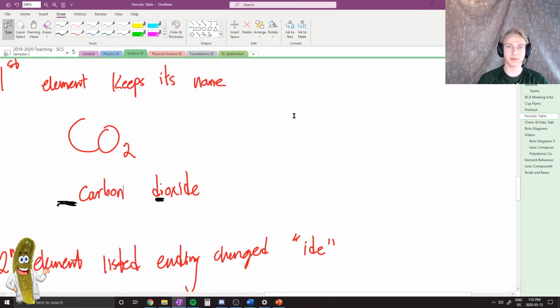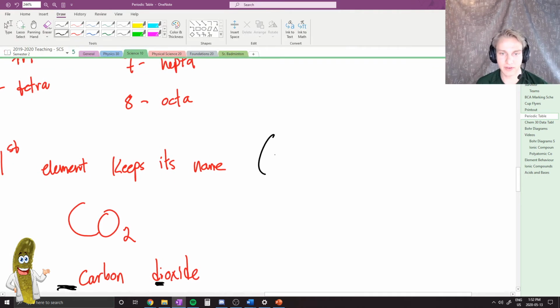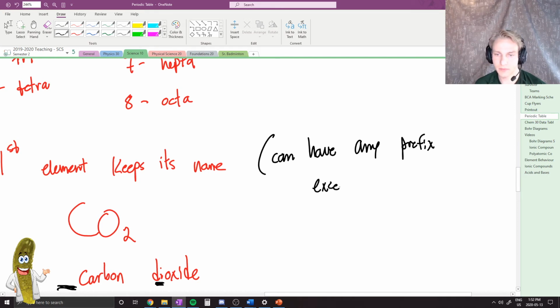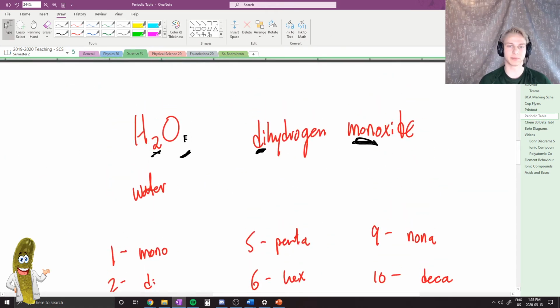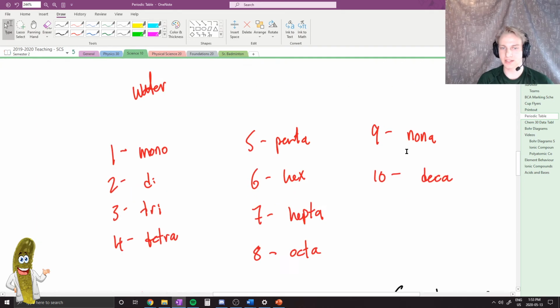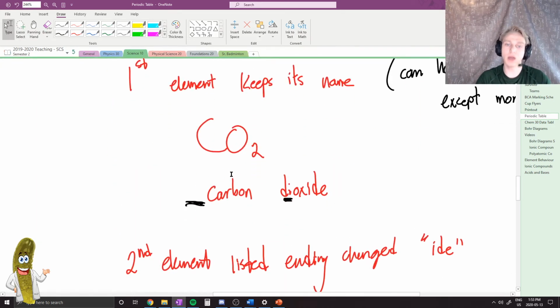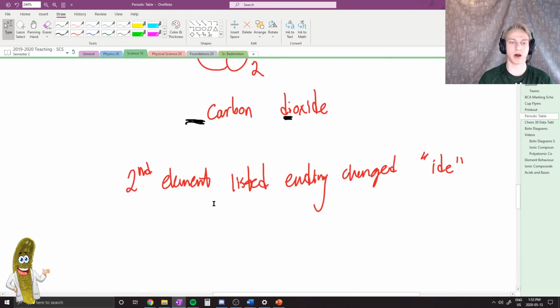So the first element keeps its name and can have any prefix except mono. The second element listed can have mono, as we see in our water example here, dihydrogen monoxide, but the first element cannot be monocarbon dioxide. Instead, it's just carbon dioxide. It doesn't get that mono title.